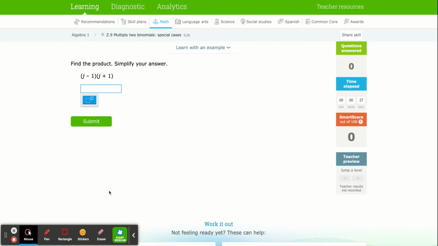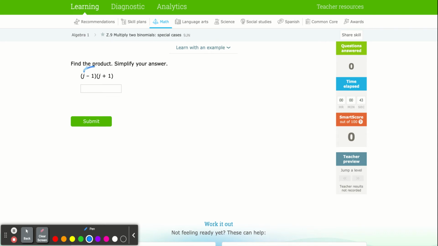Welcome. In this lesson, we're going to multiply binomials together still, but it says they're special cases. And the main reason they're special cases is a lot of times the middle term will fall out. So we're going to do this by the distributive method.